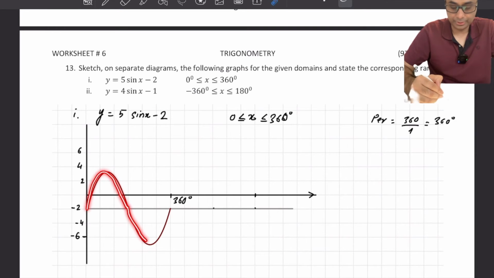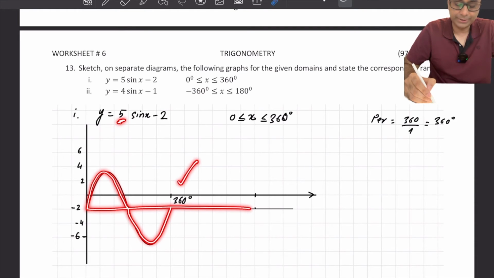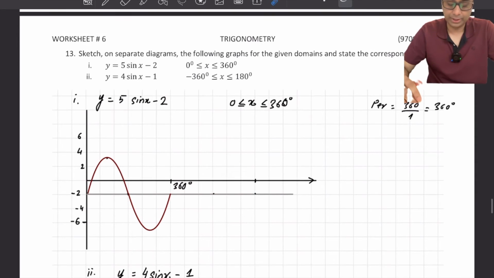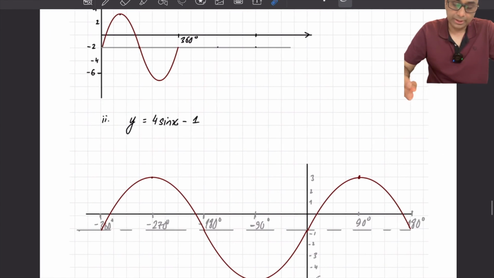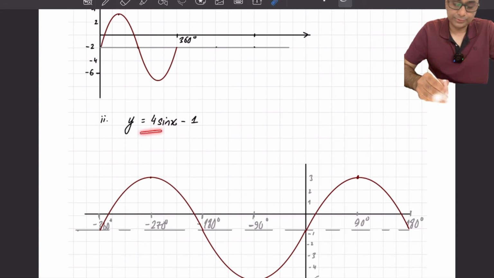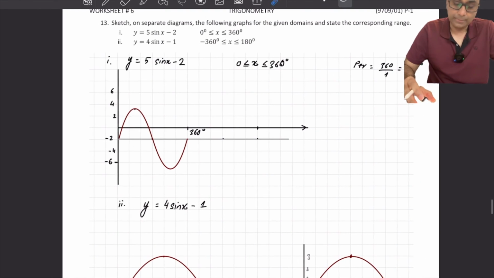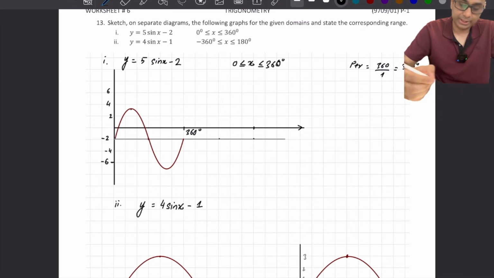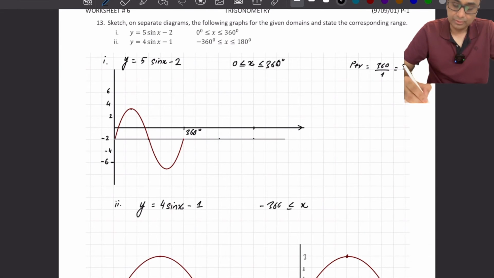I have to remember how the graph of sine x looks. It's a positive coefficient, so this is the shape of sine x. It's going to be one cycle till 360 degrees about the line minus 2 with an amplitude of 5. And that's how I will be able to get the sketch of this graph. Similarly, let's say I have to sketch a graph of y is equal to 4 sine x minus 1. But in this case, I have to sketch this graph from negative 360 degrees to 180 degrees.